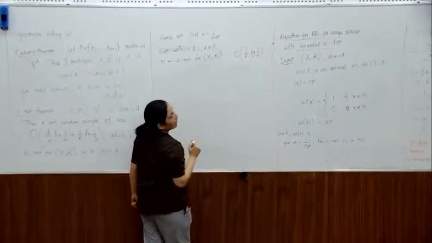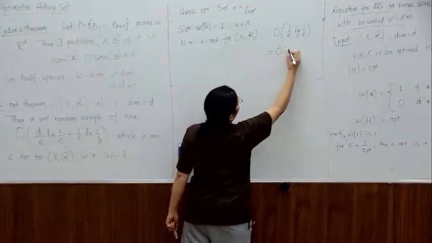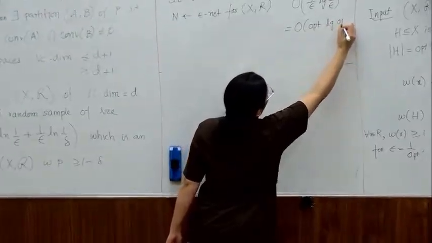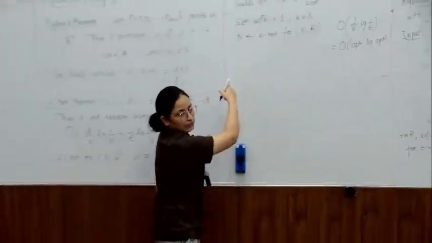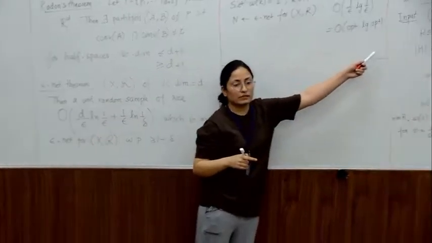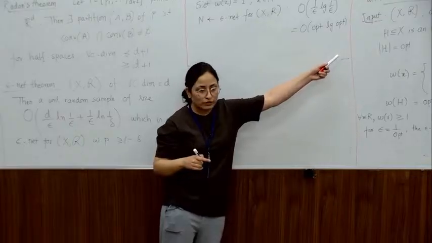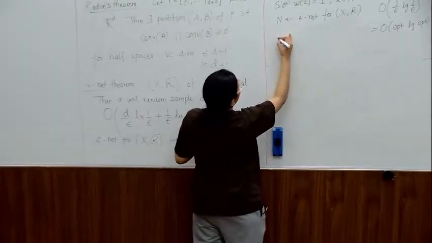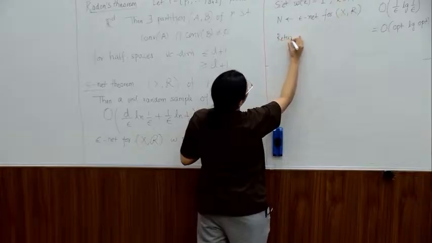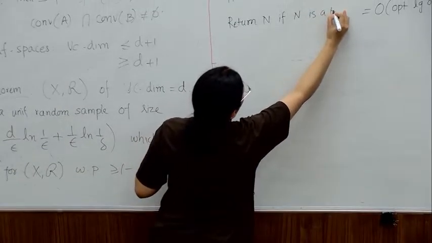And what is 1 over epsilon? It is order OPT. So what does it give? If this epsilon net N happens to be the hitting set, then I am getting a hitting set of this size. Then what is the approximation factor? Log OPT. So you return N and just stop if N is a hitting set.